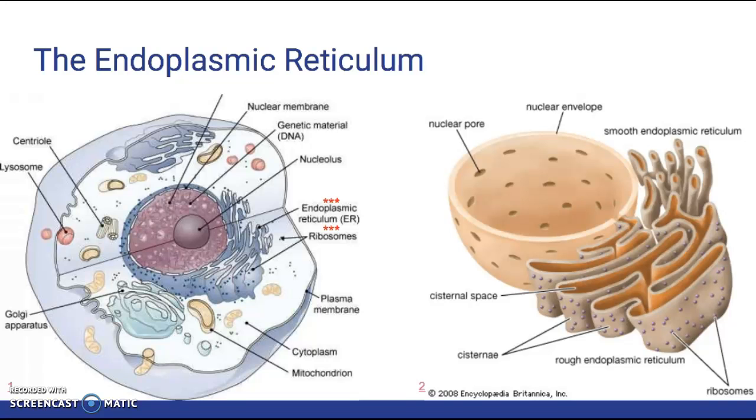Figure 2 shows a close-up of the endoplasmic reticulum. The ER is made up of membranous tubules and flattened sacs known as cisternae. The internal space in the ER is called the cisternal space or the lumen. An important fact to know about the endoplasmic reticulum is that it's an extensive network of membranes that accounts for more than 50% of the total membrane in a eukaryotic cell.